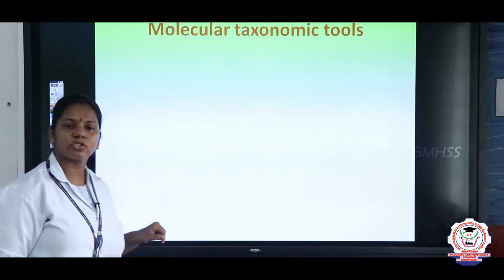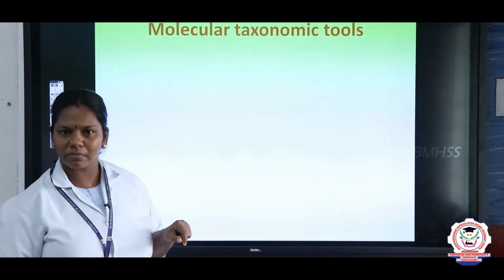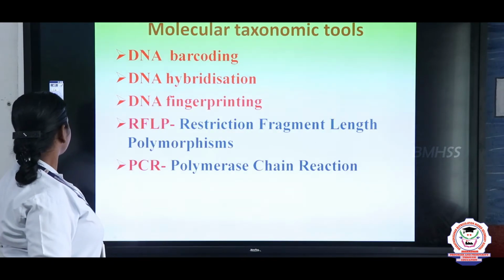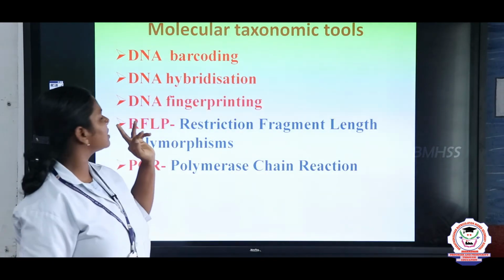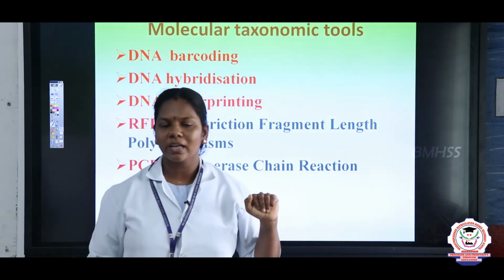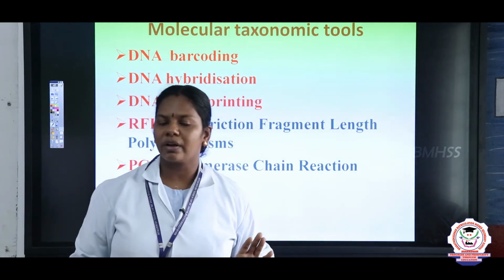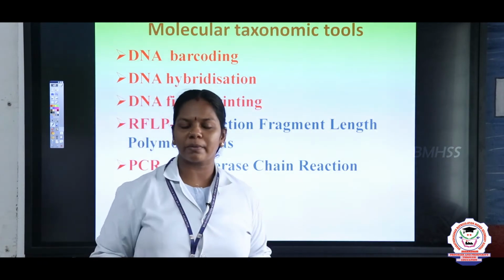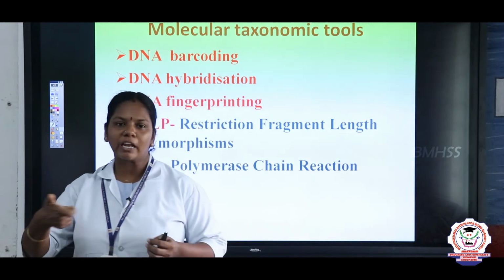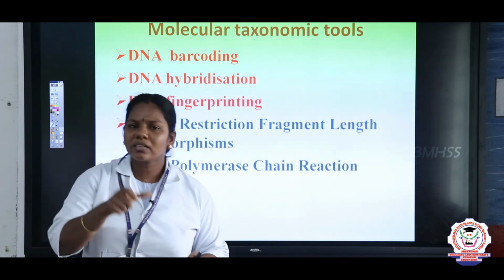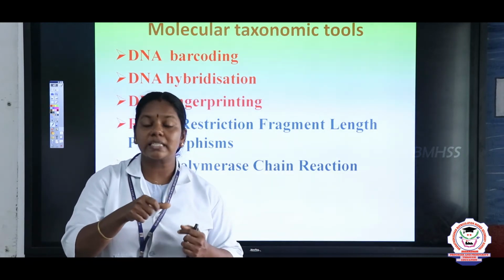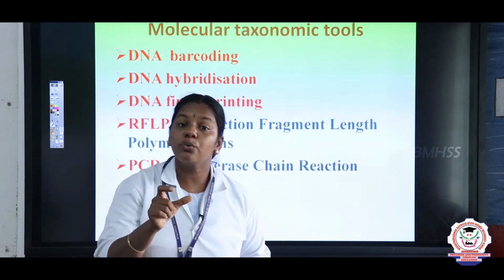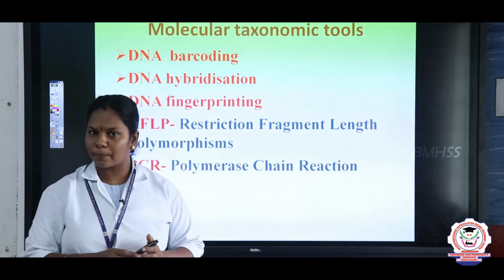So the next topic is molecular taxonomical tools. The first one is DNA barcoding, right? If you buy any product from any shop, you can see the barcode scanner, children. If you go to a supermarket, you can see how they are billing with the help of a scanner, right? What does that instrument scan? It scans the barcode, because the barcode is unique for all the products, right?